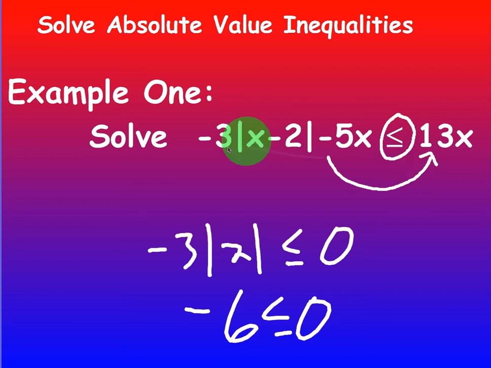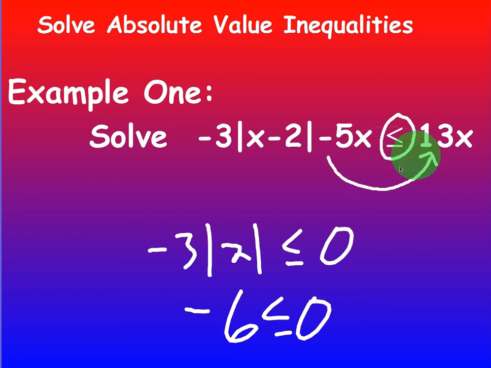All right, an absolute value inequality involves just that: absolute value bars and an inequality. It's going to be less than, greater than, less than or equal to, greater than or equal to. You could do a not equal to, but most of these are either less than or greater than.